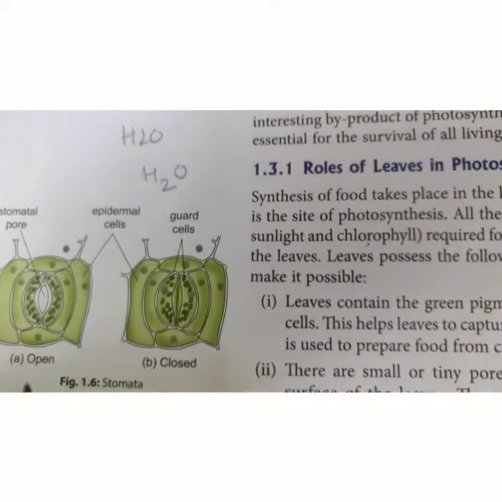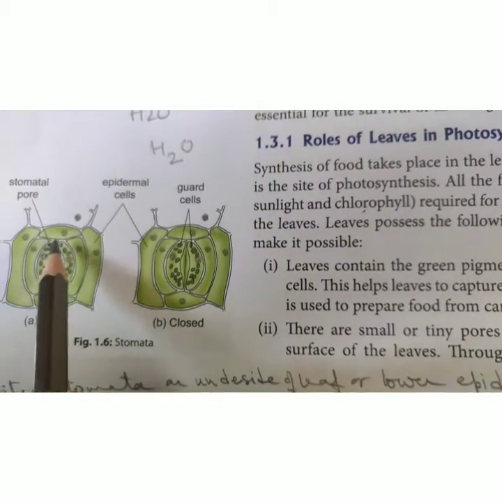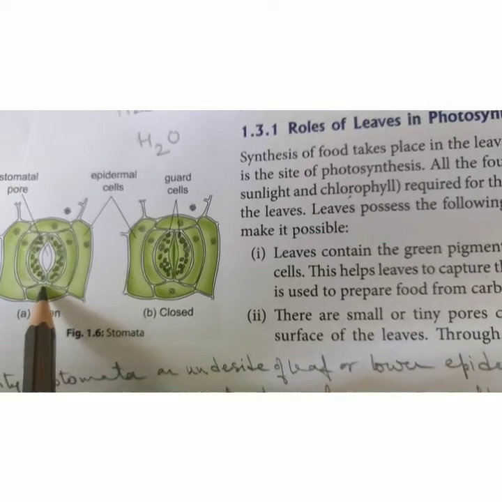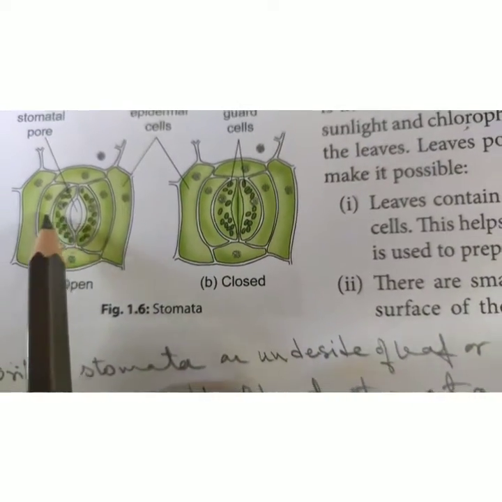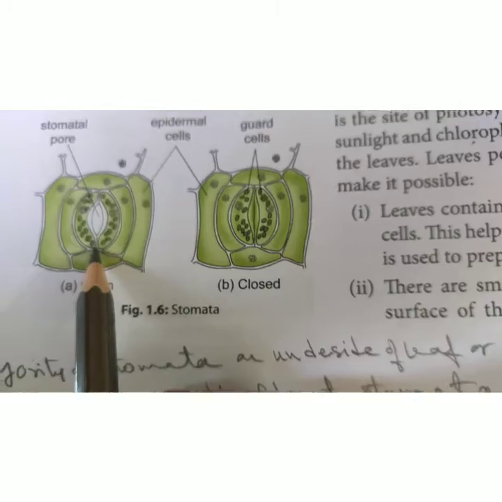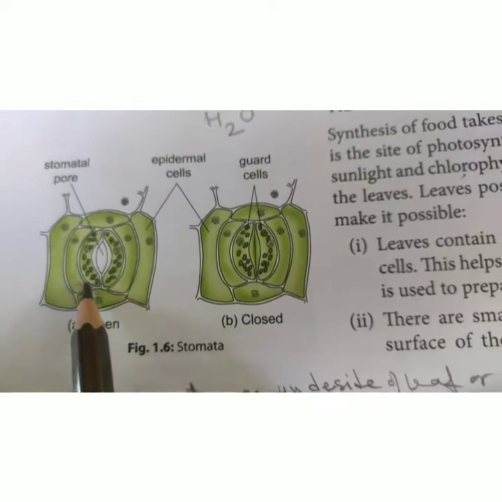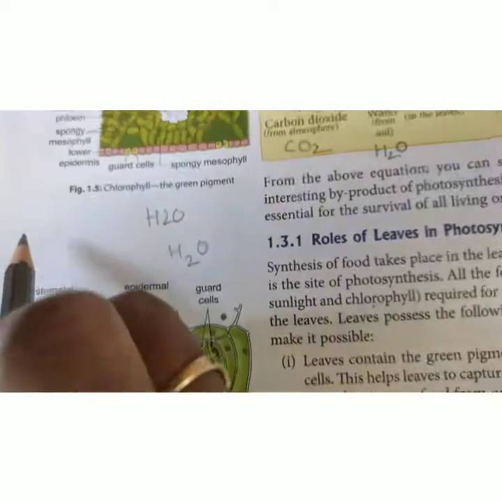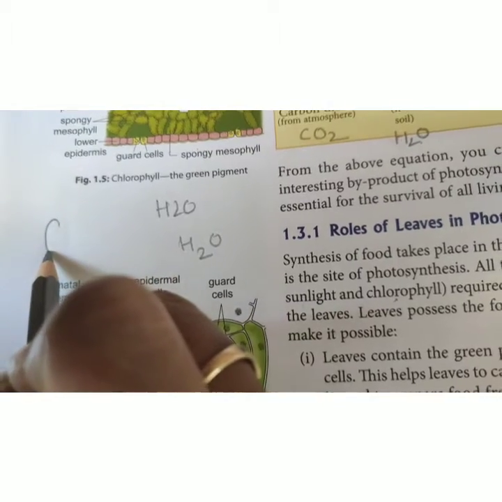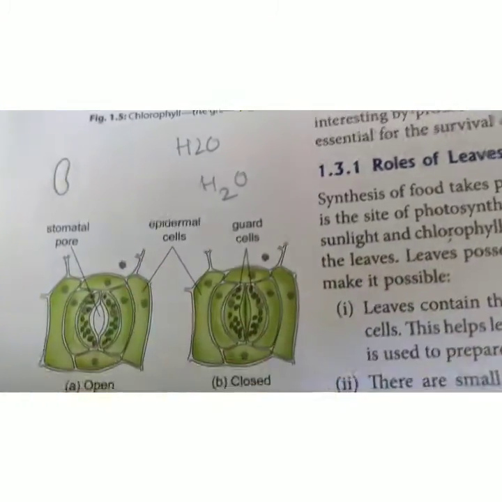I have told you about guard cells. Now these guard cells consist of, this is a stomata. This is a bean-shaped structure. The stomata is actually a bean-shaped structure. Bean means you have seen beans, like this.